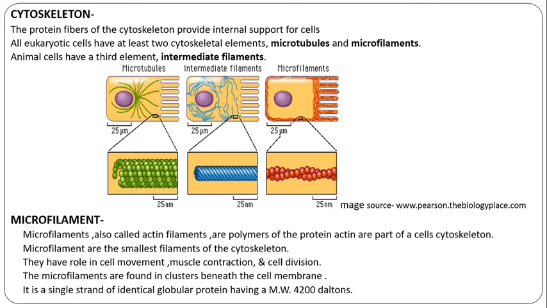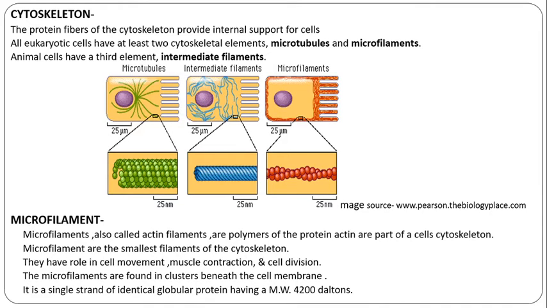Earlier we discussed microtubules. Today we will discuss microfilament and intermediate filament. First, see here in the diagram, the microtubules are green in color, about 25 micrometers. In a similar diagram, the intermediate filaments are blue in color. Then the microfilament is the peripheral layer. So today we will discuss just the microfilament and intermediate filament.